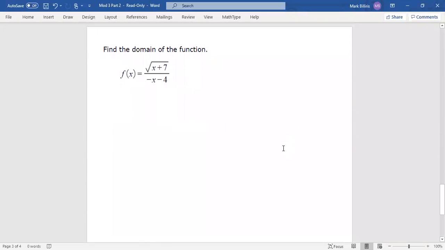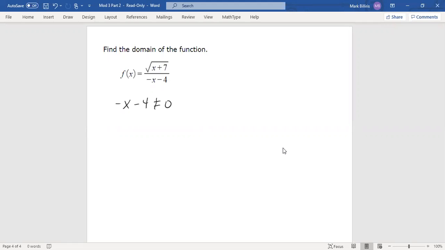Now the last example is a little bit more complicated because we have 2 restrictions. What are the restrictions that we see or should see? First of all, we have a fraction. So we know that our denominator cannot equal 0. So we know that negative x minus 4 cannot equal 0. What else do we have?